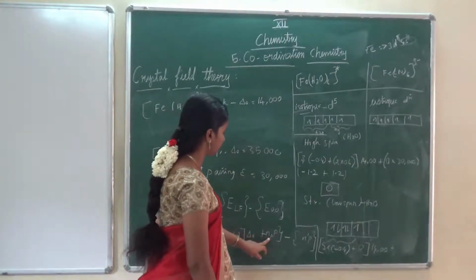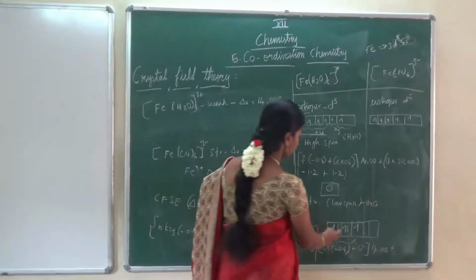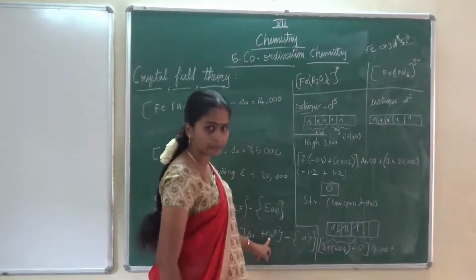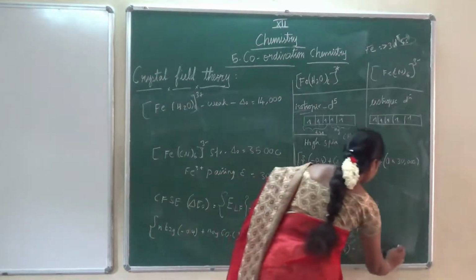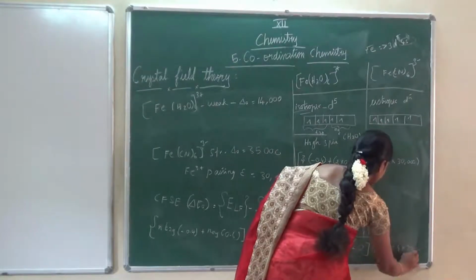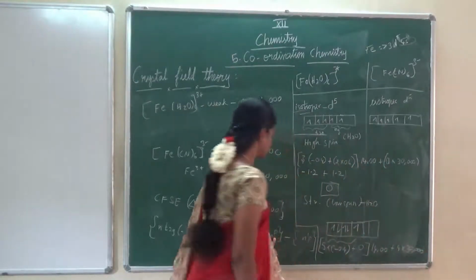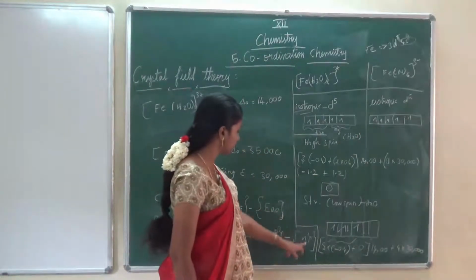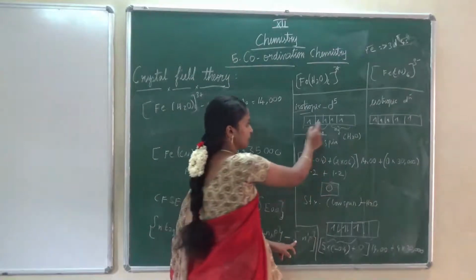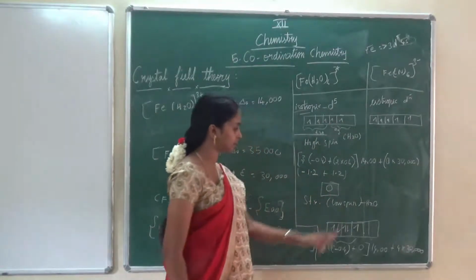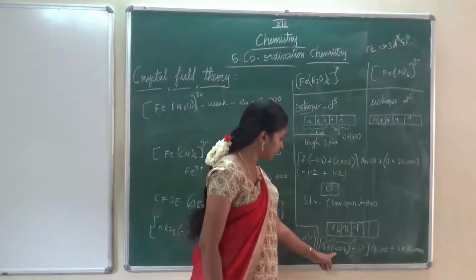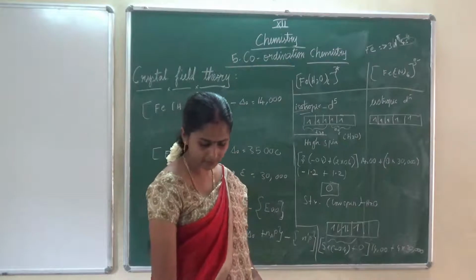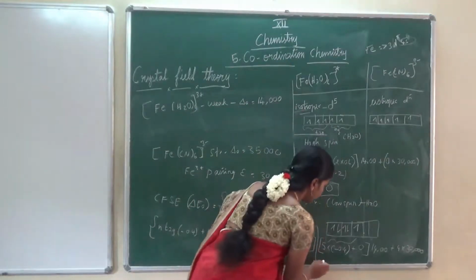pairing energy. Number of paired electrons: how many electrons are paired in this ligand field? 2 plus 2, 4 electrons are paired. So 4 into 30,000, minus the number of paired electrons in the isotropic field. In the isotropic field there are no paired electrons, so this part is 0. When you simplify and find the answer, the final answer will come as 32,000. Just work it out and see.